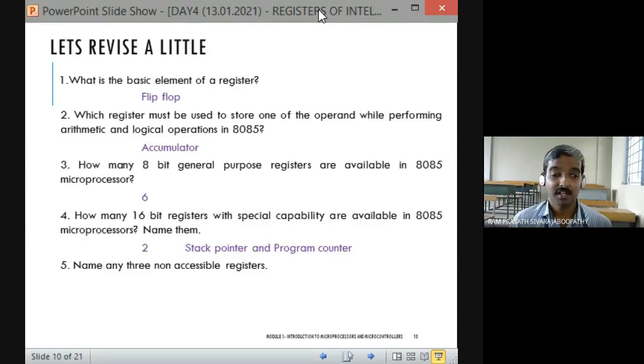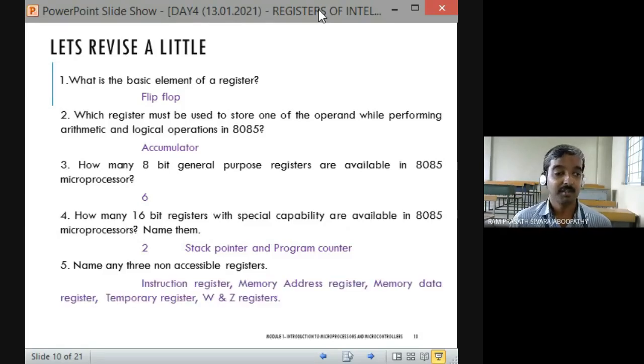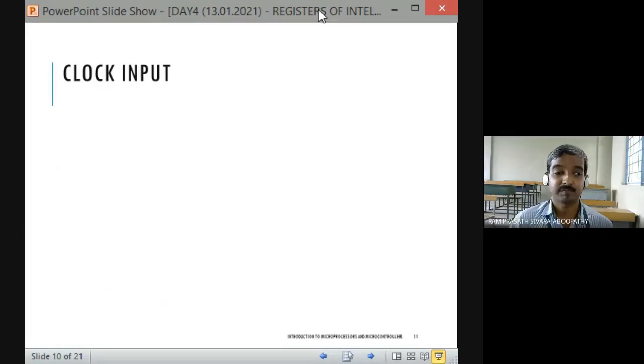Yes, IR, MAR, MDR. Okay. Then apart from that we have the W and Z registers and the temp register, or temporary register. Clear? Fine. So that's all about the registers and ALU operation of the 8085 microprocessor. Now we will move into the bus and the clock input.